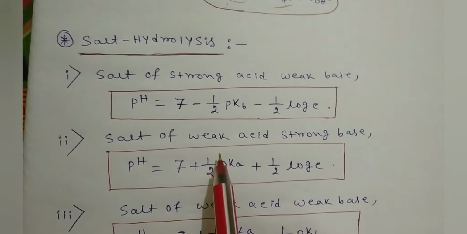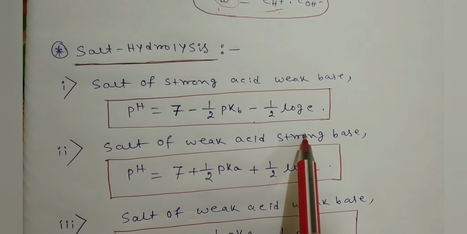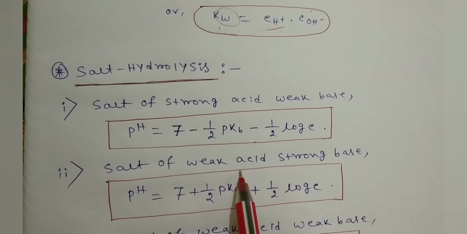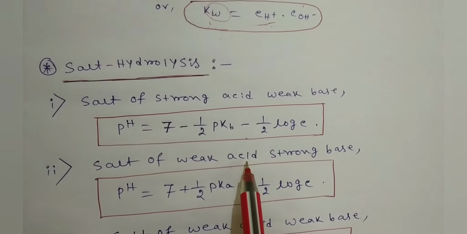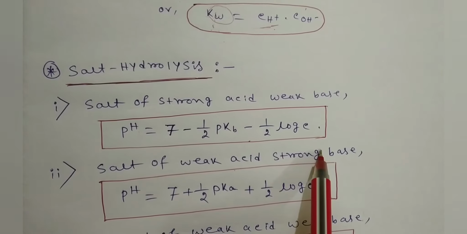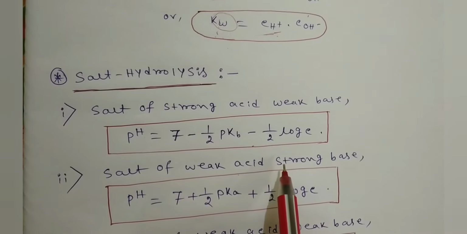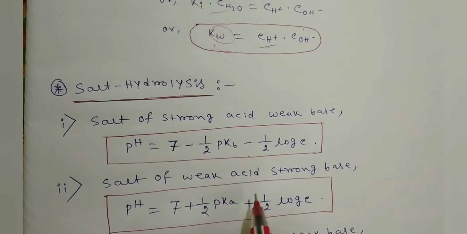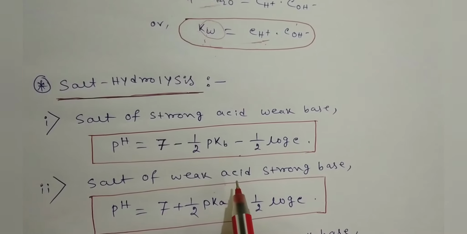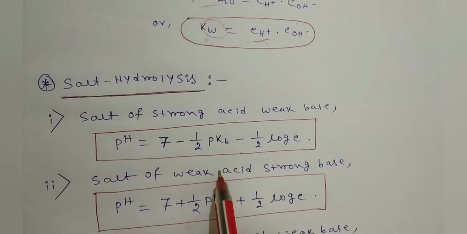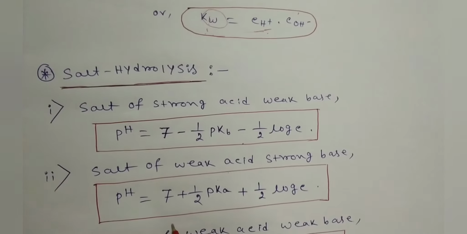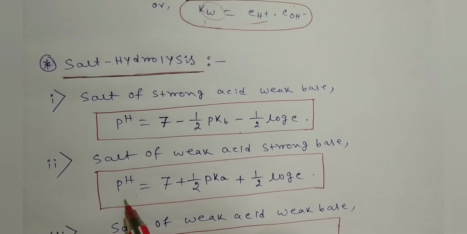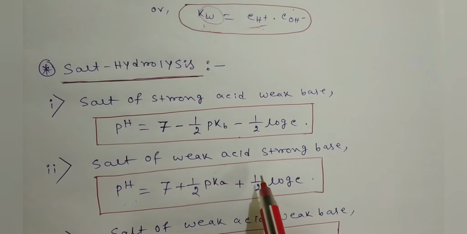For salt hydrolysis of weak acid, strong base salt, weak acid means if we take CH3COOH, acetic acid, and strong base equal to NaOH, then it will form CH3COONa, sodium acetate salt. It is a weak acid, strong base salt. Then for this type of case, pH equals 7 plus half of pKa plus half of log of C.